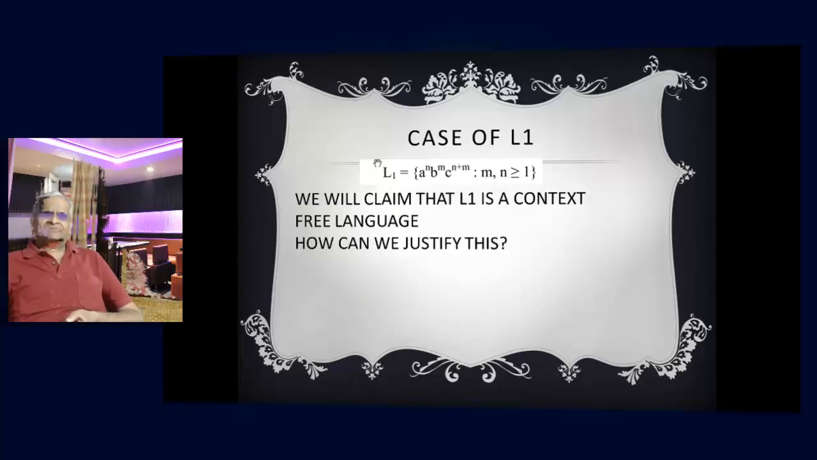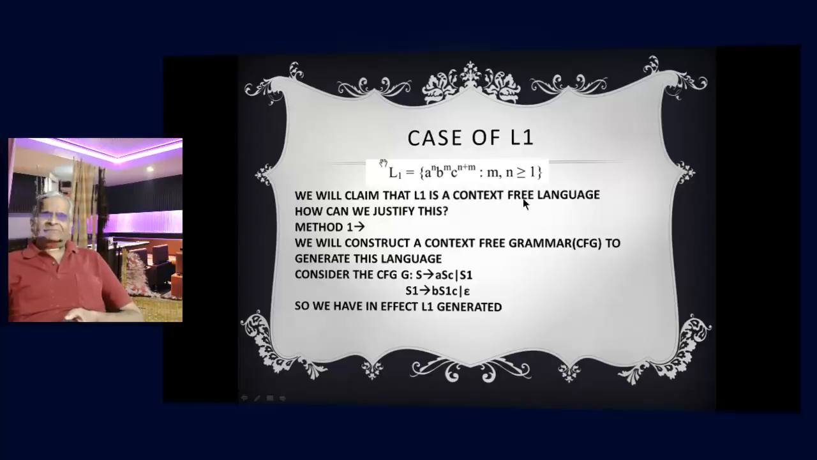Let us consider the case of the language L1. We claim L1 is a context-free language. How do we justify that L1 is context-free? There are two ways. Either we construct a context-free grammar generating L1, or we design a push-down automaton which will accept L1. We shall do both methods. Method 1: we will construct a context-free grammar, abbreviated CFG, to generate the language.